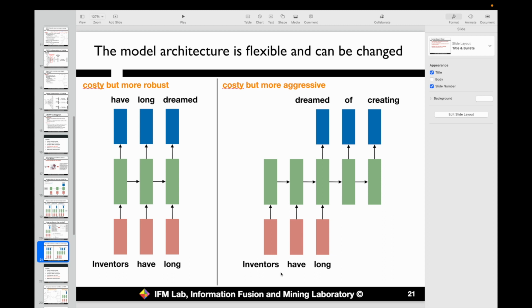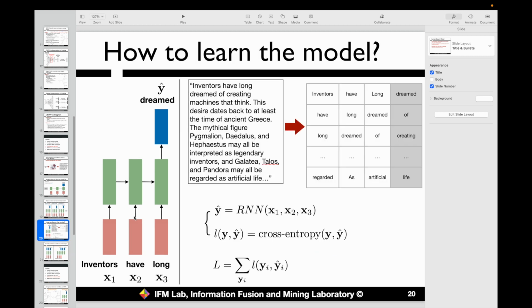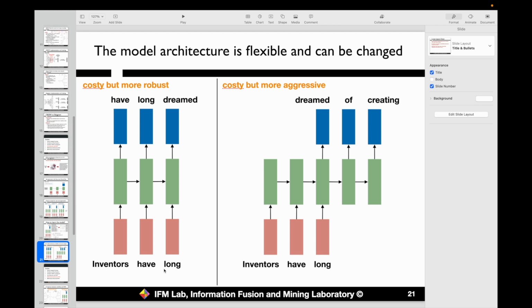Now here, given 3 input words, we want to infer the 3 words following them at the same time. Now inventors have known, dreamed of creating, right? So besides this dreamed, we also want to infer of creating at the same time. So in other words, this one will be more aggressive compared with the previous one. This one is, given 3 words, infer the next one. However, this one is, given 3 words, infer 3.